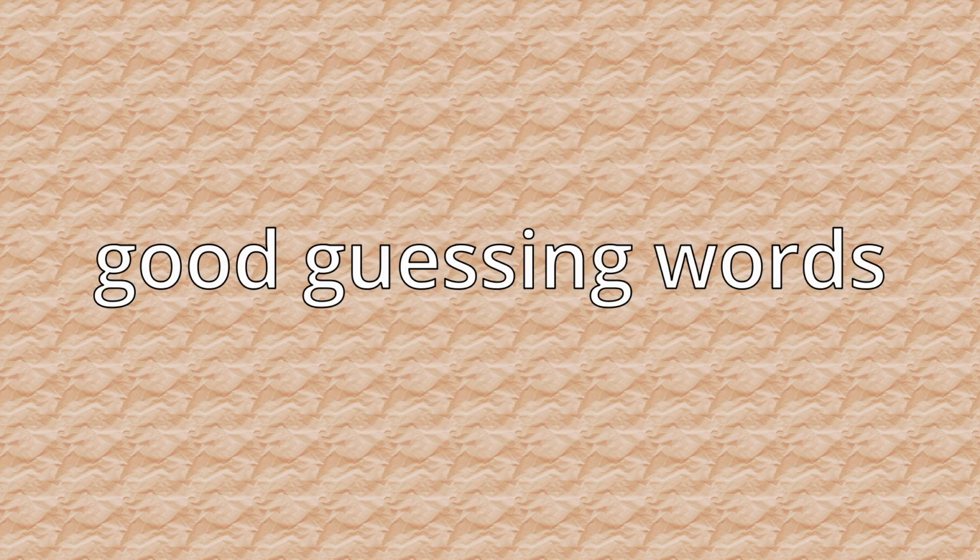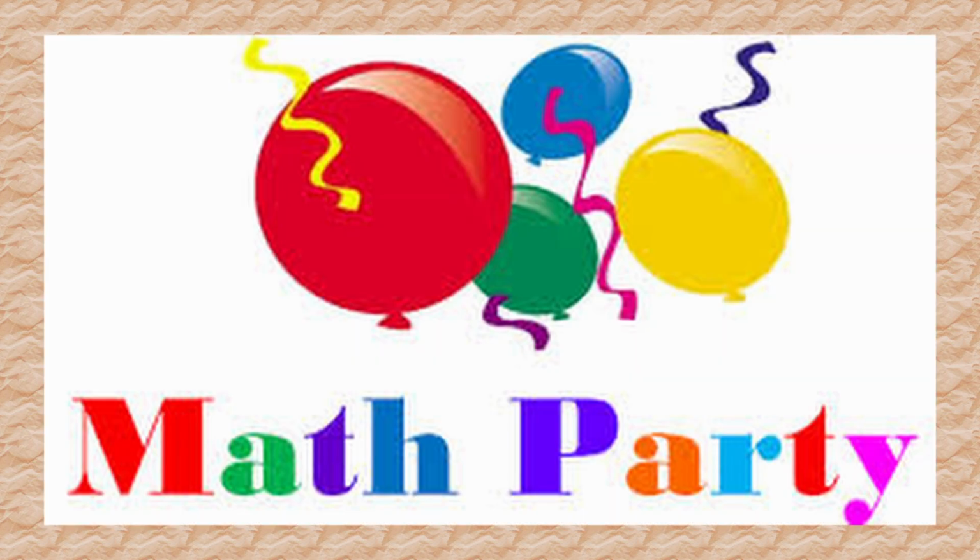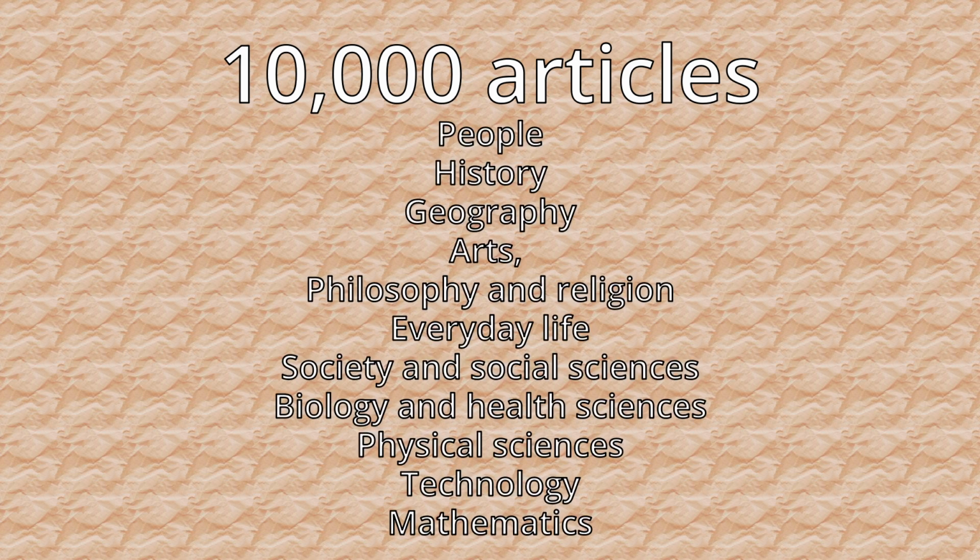Now, most of the articles are not that easy, so you want to figure out some good guessing words to clue you in onto what the article is about. Well, one of the Redactle sites recommends some good starting words, but we can do some math of our own to figure out some good guesses. So there are 10,000 Wikipedia articles that Redactle chooses from randomly, and those 10,000 are split into 11 categories.